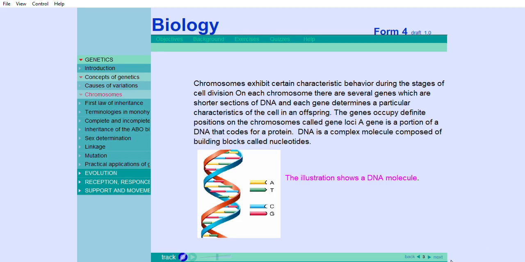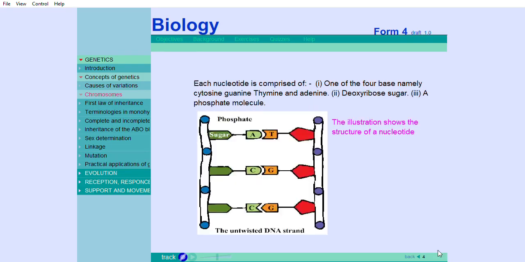DNA is a complex molecule composed of building blocks called nucleotides. The illustration shows a DNA molecule. Each nucleotide is comprised of one of the four bases, namely cytosine, guanine, adenine, and thymine, deoxyribose sugar, and a phosphate molecule. The illustration shows the structure of a nucleotide.